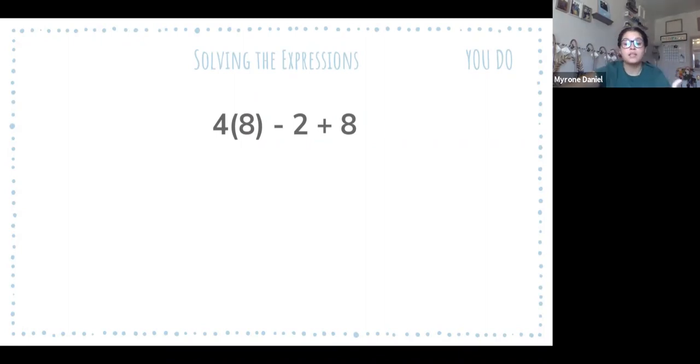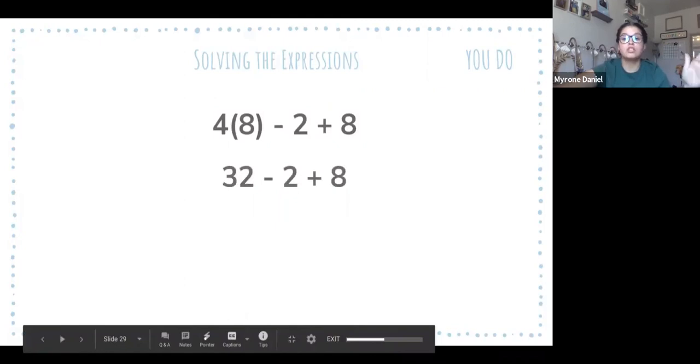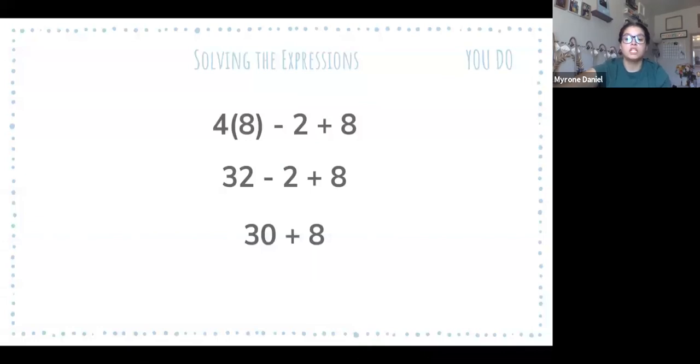So we have parentheses, but there's nothing inside the parentheses but the 8, so we're not going to do anything about that. Then we have our exponents. We don't see any exponents, so we're going to skip that step as well. And then our next step is multiplication and division. I don't see any division, but I do see multiplication, so 4 times 8 is 32. And then we're going to rewrite the expression again. 32 minus 2 plus 8. And then we're going to do our addition and subtraction, whichever comes first from left to right. So 32 minus 2 is 30 plus 8. And then we're going to do our addition. So 30 plus 8 is 38, and that is our answer.